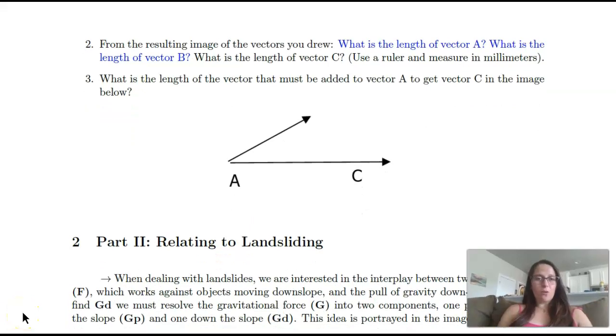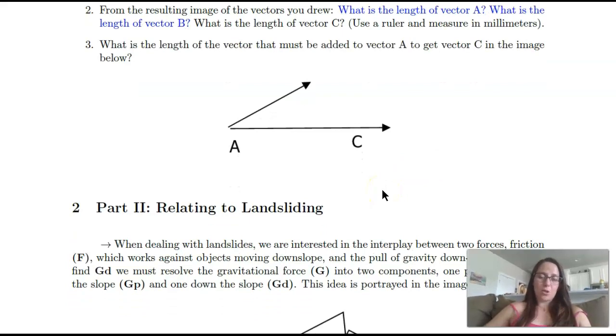Okay, so hopefully you got those done. So what is the length of the vector that must be added to vector A to get vector C in the image below? So ideally, if you have read through the other stuff, what you would do is place the beginning part of the vector either at this end or at this end, and then the ending part at either this end or this end. And then that would be the direction of the vector, either this way or this way, and then the magnitude would be the length from this end to the other end. Nothing too crazy about that. You're going to have to measure it on your own in order to complete the question fully.